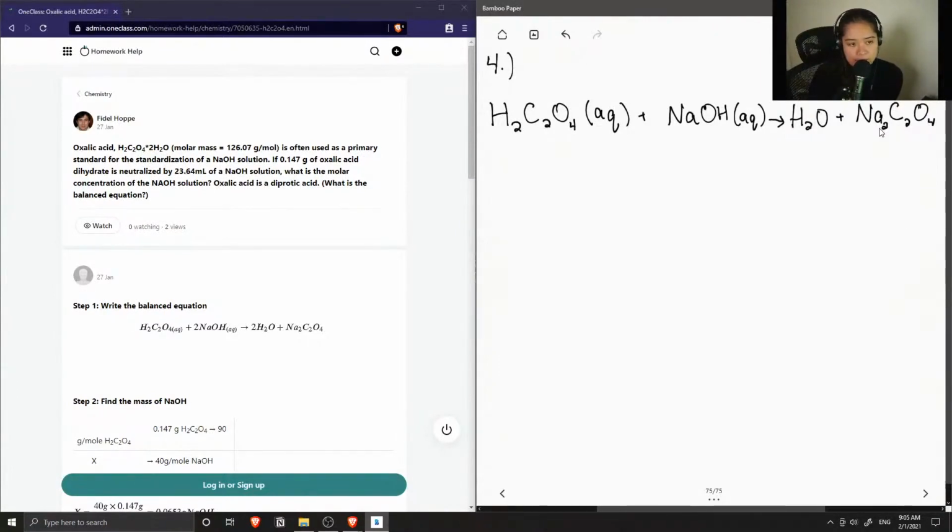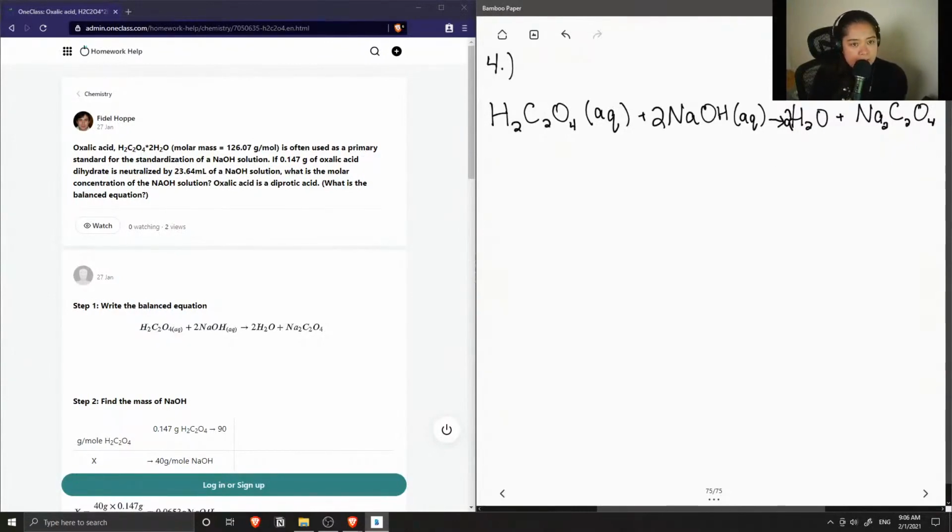Okay, so now if we balance this equation, you'll see that we have 2 sodiums on our product side and only 1 on our reactant side, so we put a coefficient of 2 in front of sodium hydroxide. And now we have 4 hydrogens on our reactant side and only 2 on our product side. We're just going to try to fit another 2 in front of the water. Okay, so now everything should be balanced.